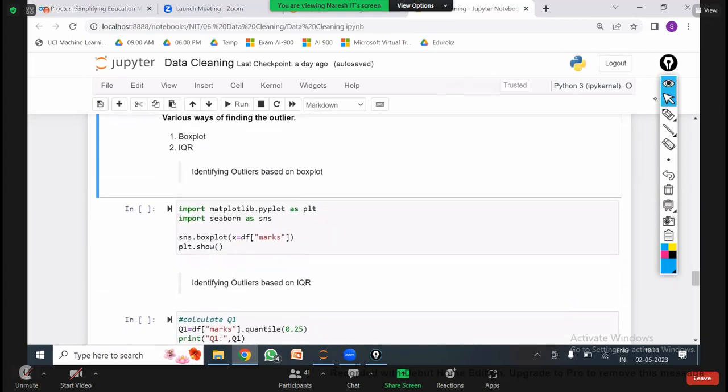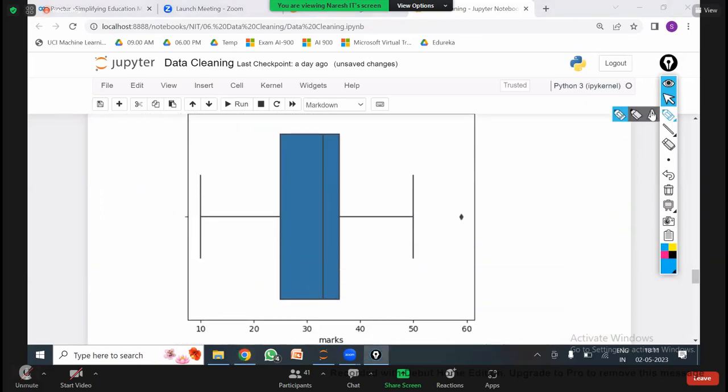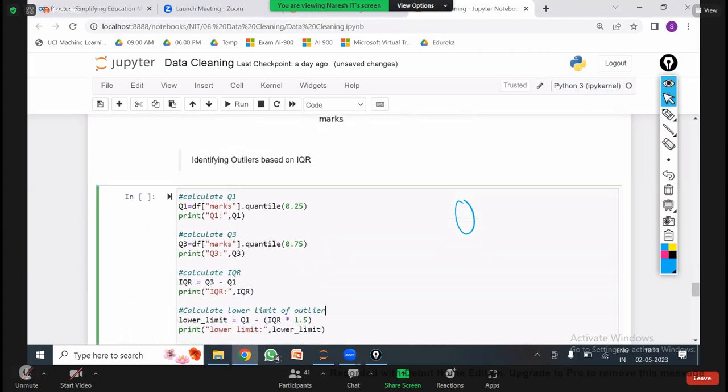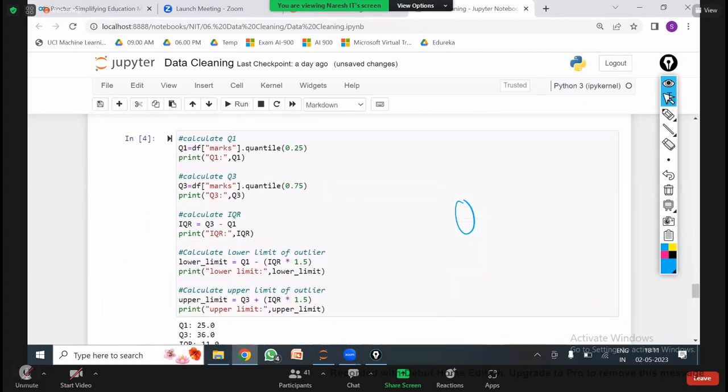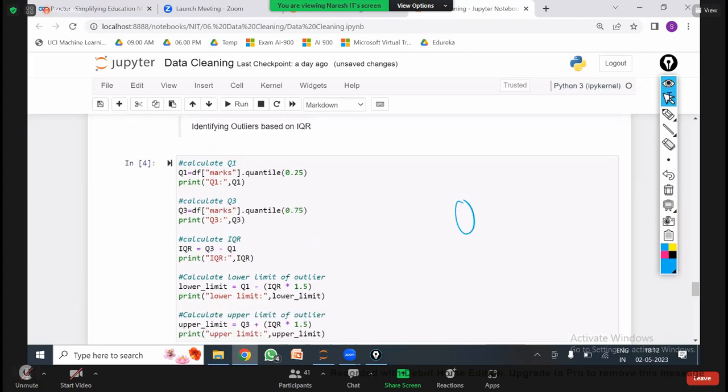First I identified the outliers. How to identify the outliers? Based on the box plot. From the box plot, you are going to identify the marks that are outliers. In this particular data set, one outlier is available. Which record is the outlier? Let me observe that. Q1 value is 25, Q3 is 36, IQR is 11, and any value greater than 52.5 is considered an outlier. Any value less than 8.5 is considered an outlier.